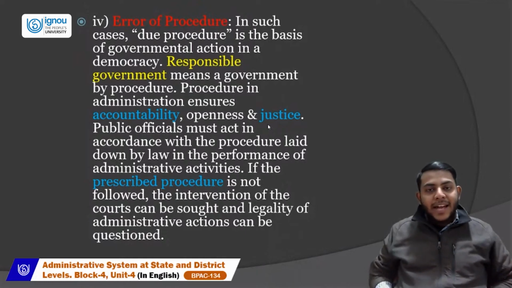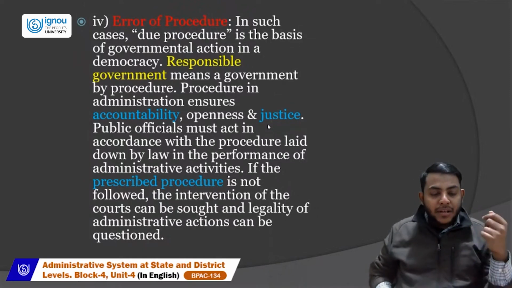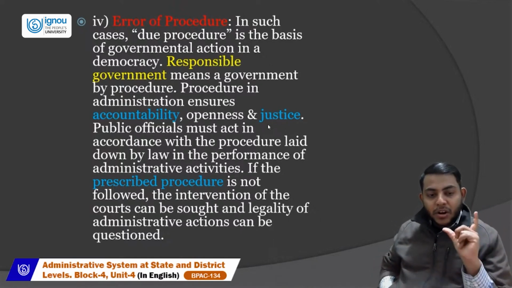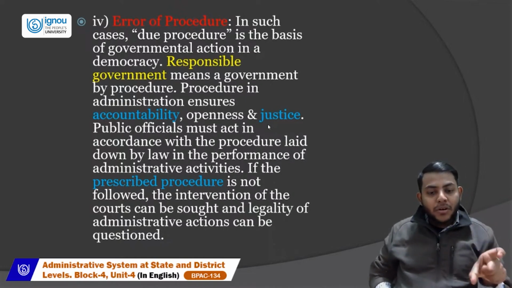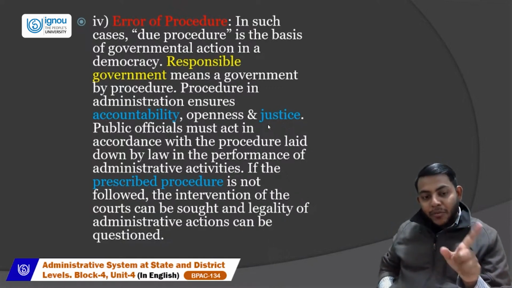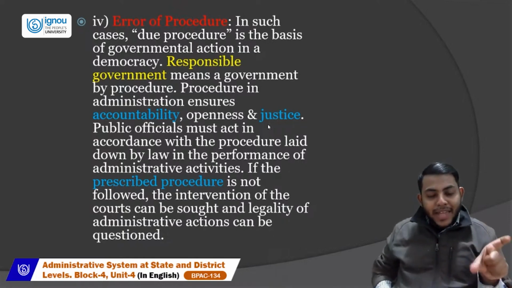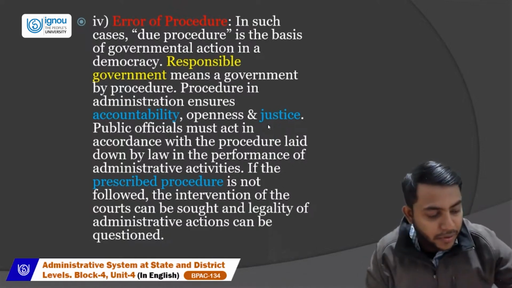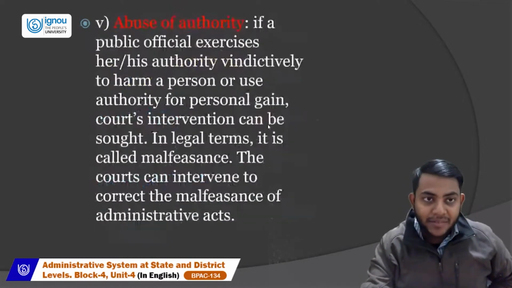justice. And that is why public officials must act in accordance with the procedure which is laid down by law in the performance of their administrative activities. And if the prescribed procedures are not followed, then the intervention of the courts can be sought. And also the legality of these administrative actions which have been conducted without following the prescribed procedure can be put under question mark. So, error of procedure is the fourth such instance in which the judiciary can intervene.